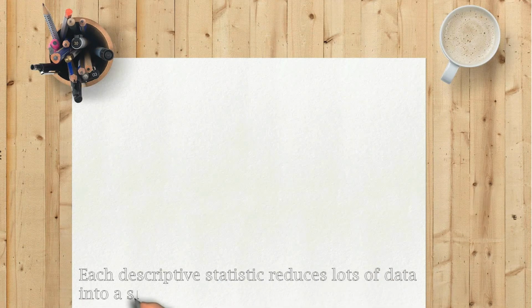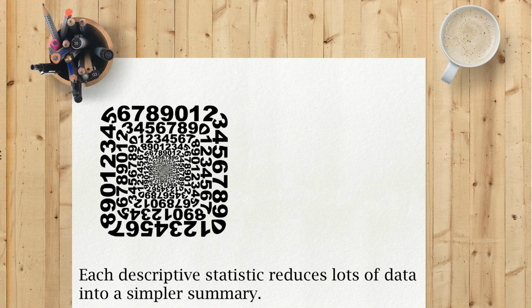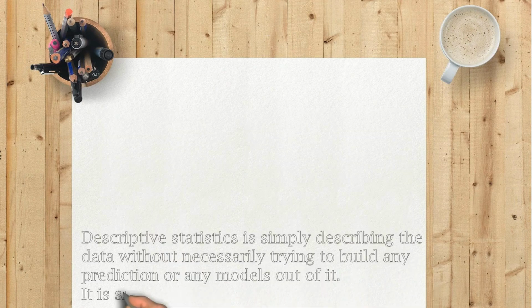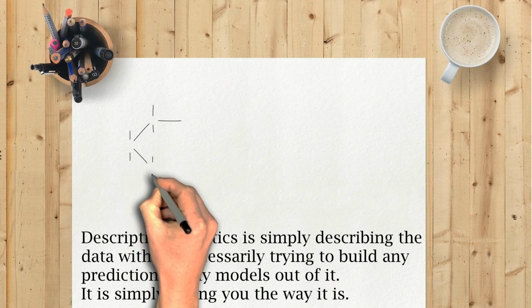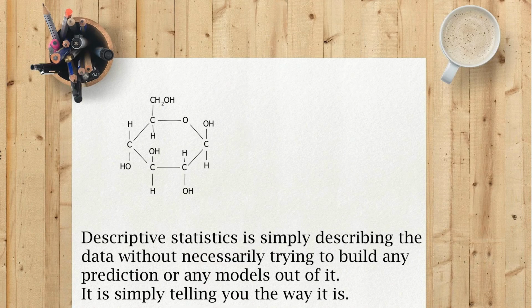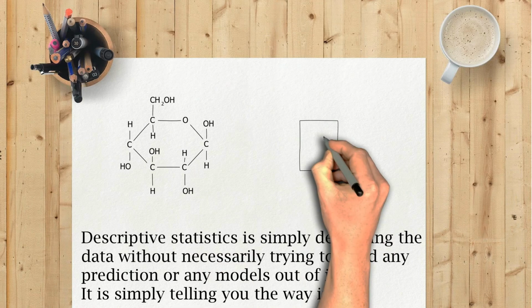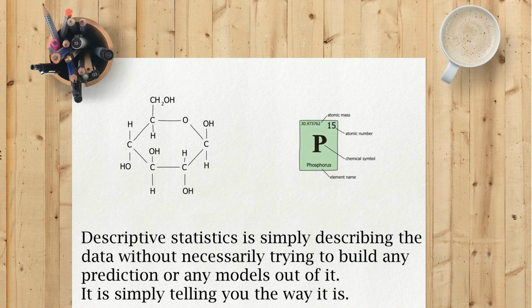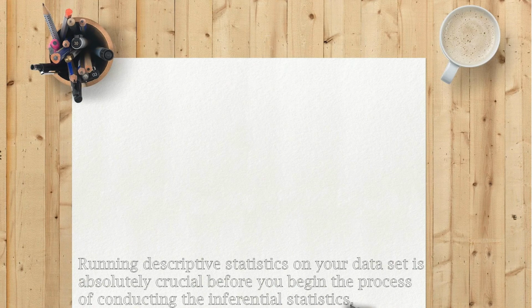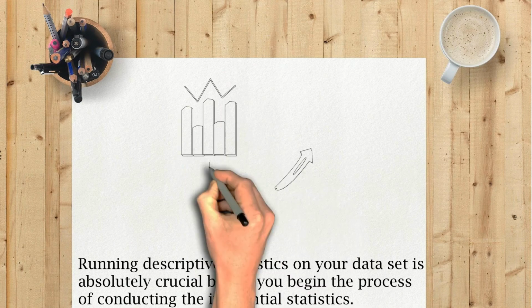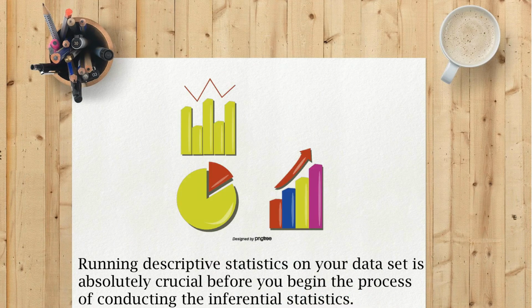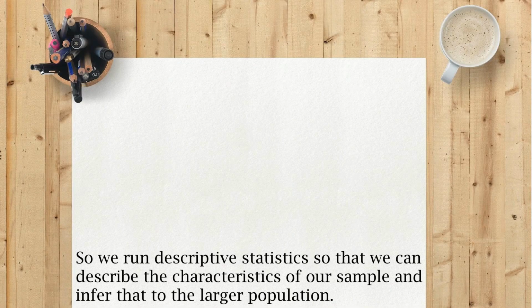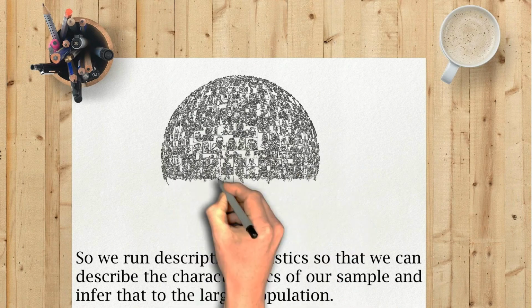Each descriptive statistic reduces lots of data into a simpler summary. Descriptive statistics is simply describing the data, without necessarily trying to build any prediction or any models out of it. It is simply telling you the way it is. Running descriptive statistics on your data set is absolutely crucial, before you begin the process of conducting the inferential statistics. So we run descriptive statistics so that we can describe the characteristics of our sample, and infer that to the larger population.